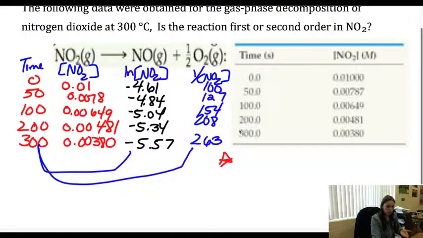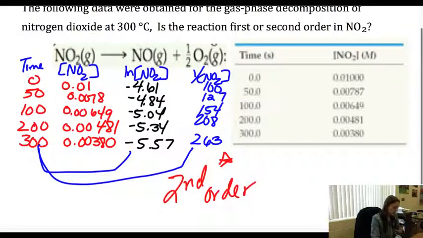So it's going to be a second order reaction. If you don't believe it, if you're not sure, just graph the numbers on your graphing calculator and it'll show you that one is actually the straight line. So this one is second order, because that would be a straight line for that one.